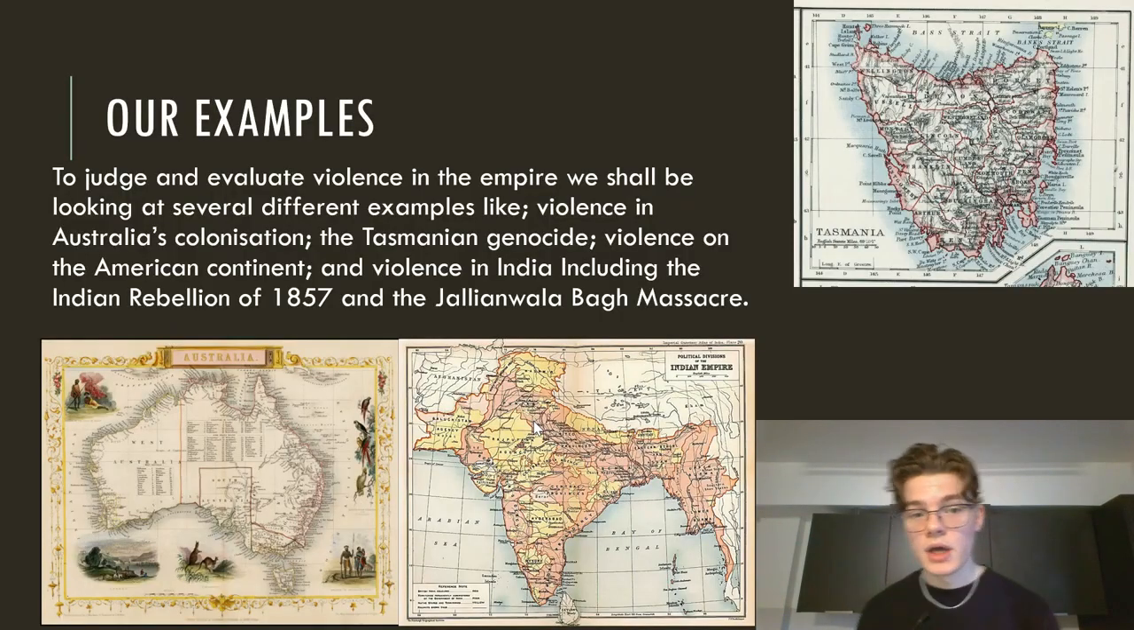Each of us is going to be looking at different examples to judge and evaluate violence in the empire. And these examples are violence in Australia's colonization, the Tasmanian genocide, violence on the American continent, and violence in India, including the Indian Rebellion of 1857, going through to the Jallianwala Bagh massacre that took place in the early 20th century, much later.